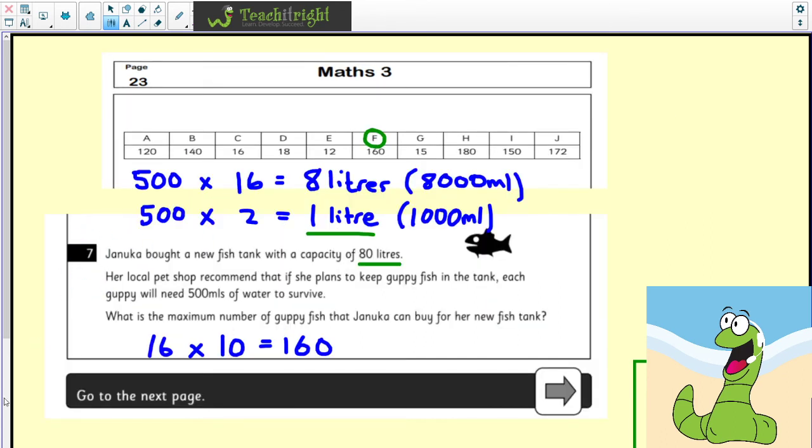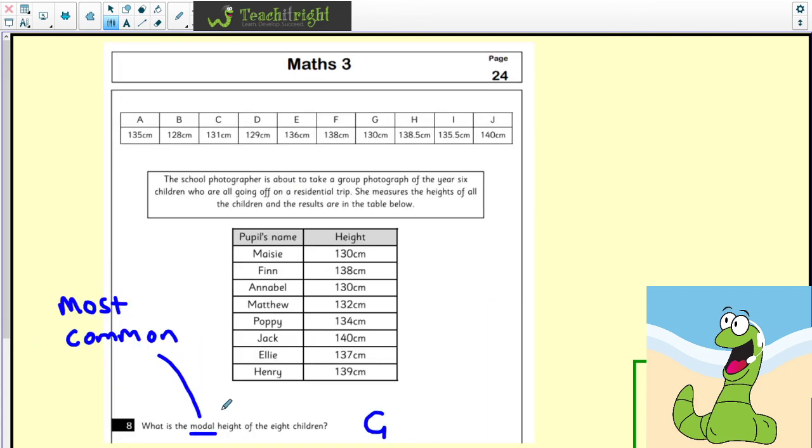We've already done question 7, and we're going to move on now to question 8. Again, when you're given lots of information, you do need to read everything that you're given. So we've got the table again at the top, and this looks like these are all in centimetres, and you've got the corresponding letters again. But let's just read the information. The school photographer is about to take a group photograph of the Year 6 children who are all going off on a residential trip. She measured the heights of all the children, and the results are in the table below. First question, what is the modal height of the 8 children?